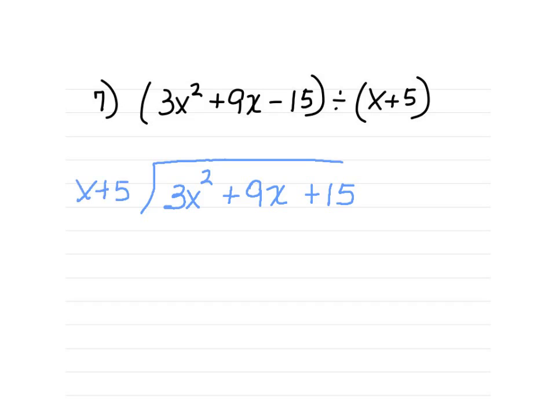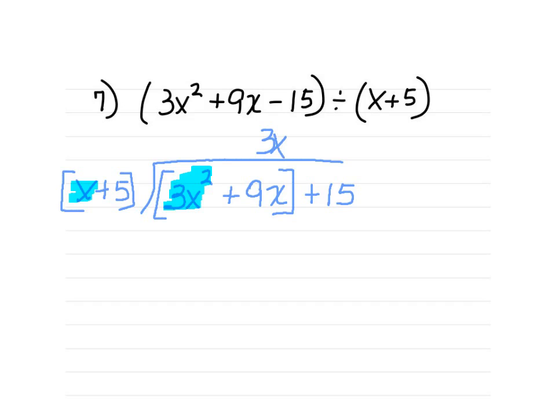Okay? Alright, so because this is a binomial, I'm always going to be dividing into a binomial. So let's look at x plus 5 goes into 3x squared plus 9x. All I need to focus on is how many times does x go into 3x squared? And the answer is 3x, because 3x times x is 3x squared.